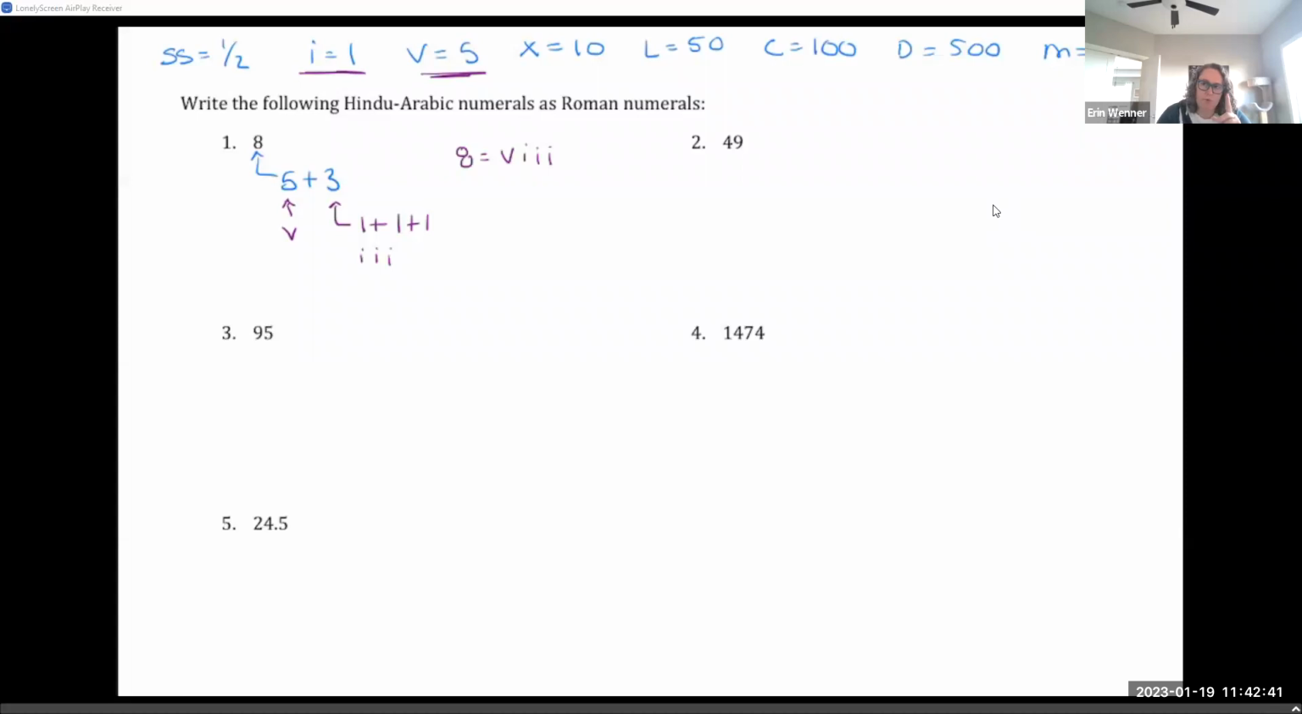We can't subtract more than 1. I get this question a lot: well, 8 is just 2 less than 10, so why can't I write IIX? It's because we can only subtract one value from another value.